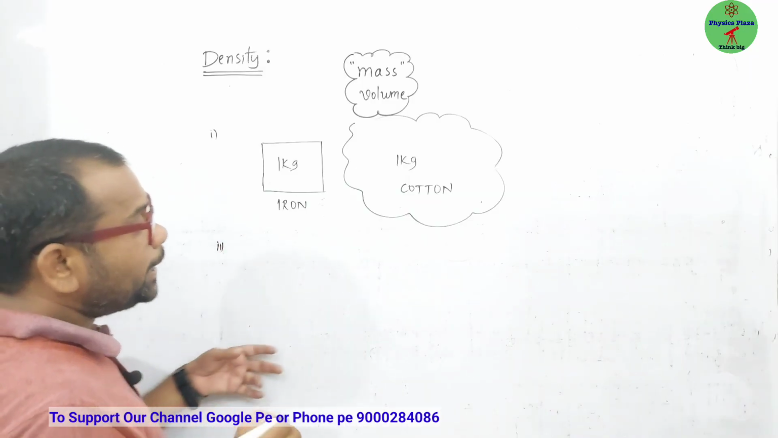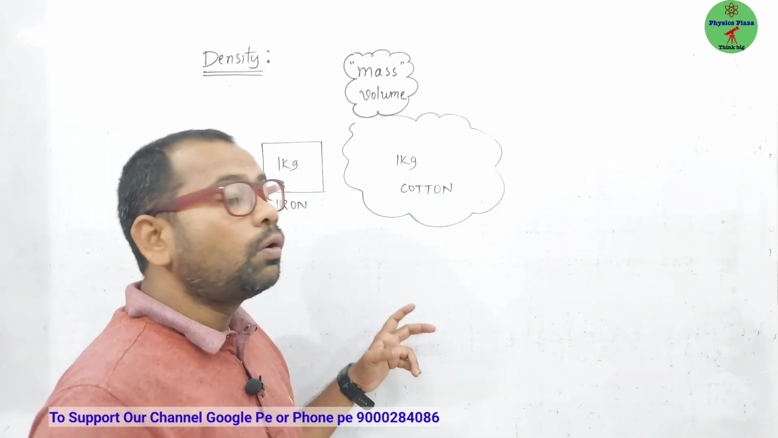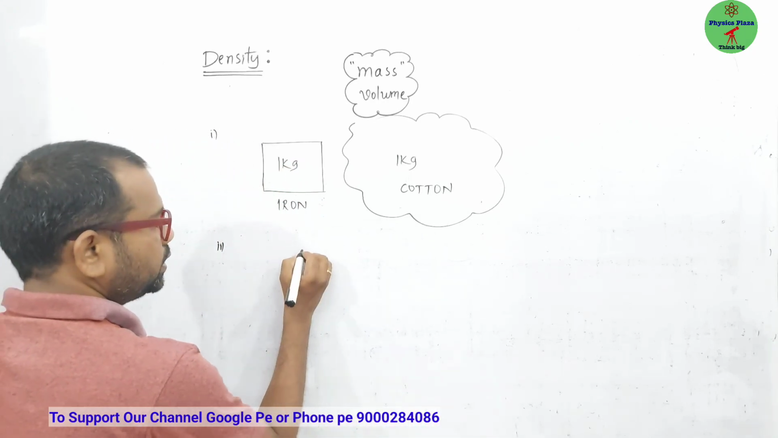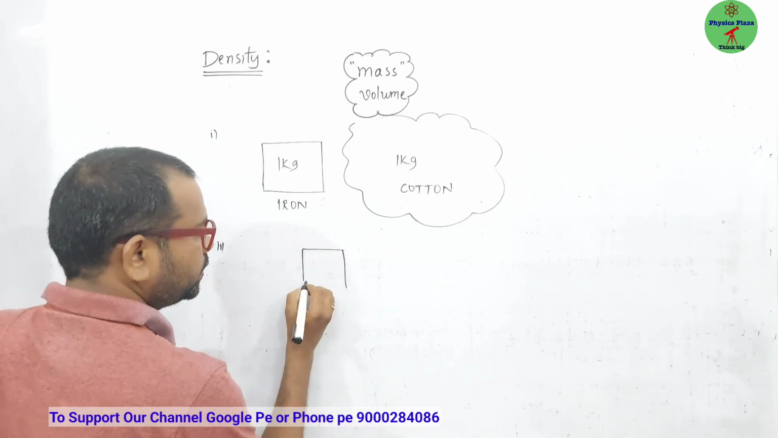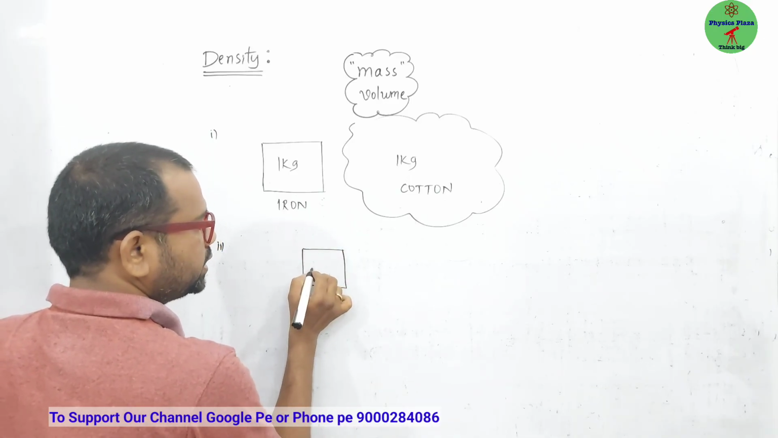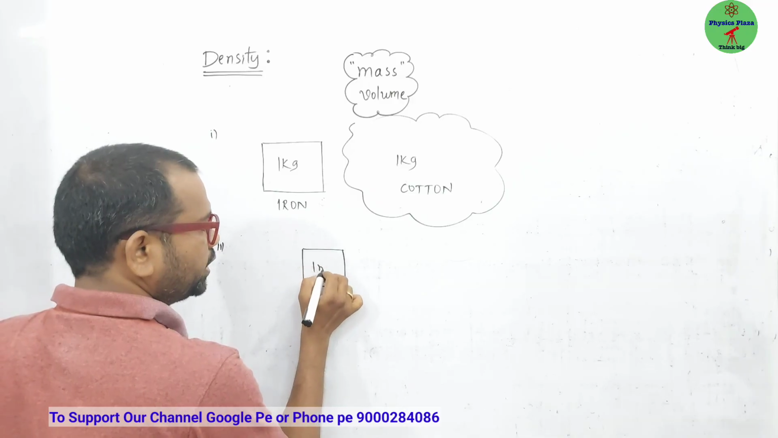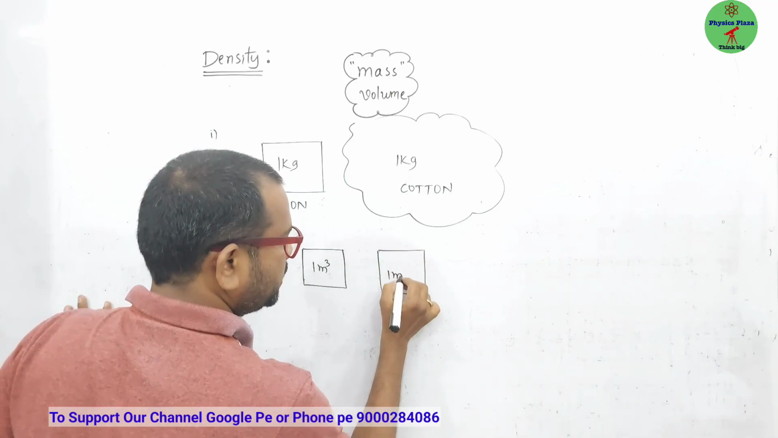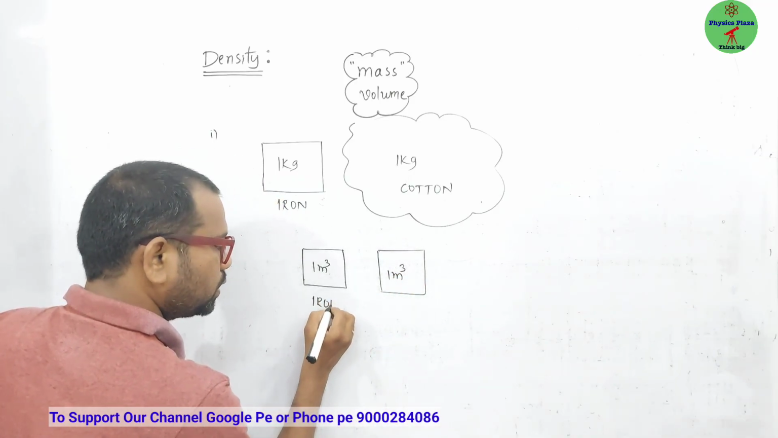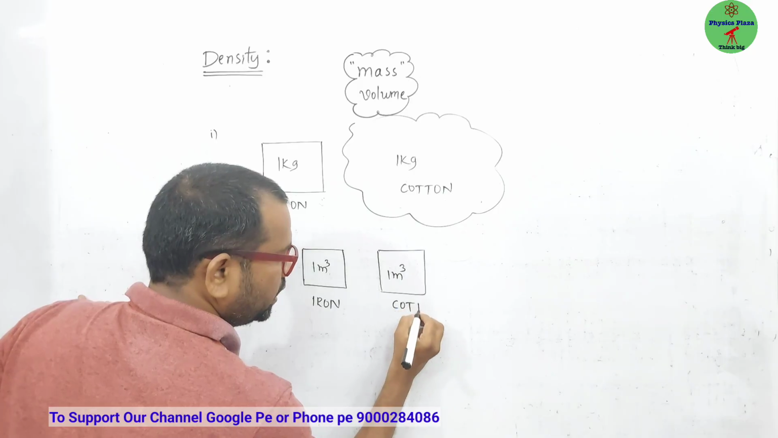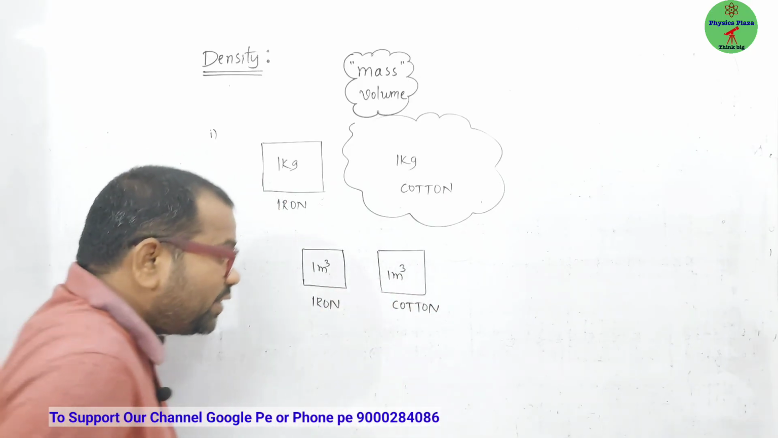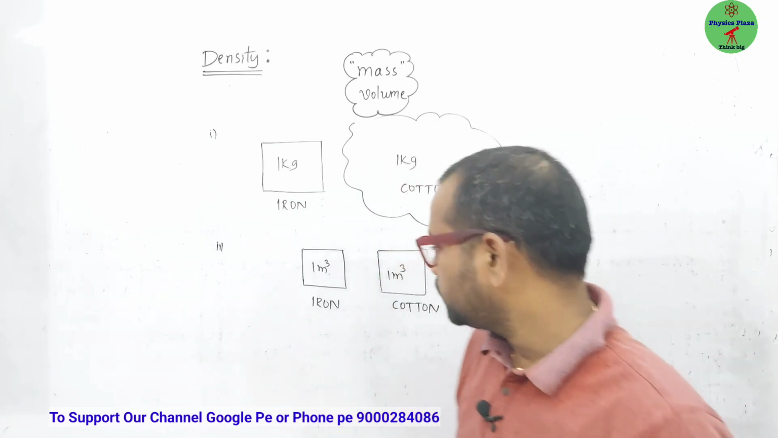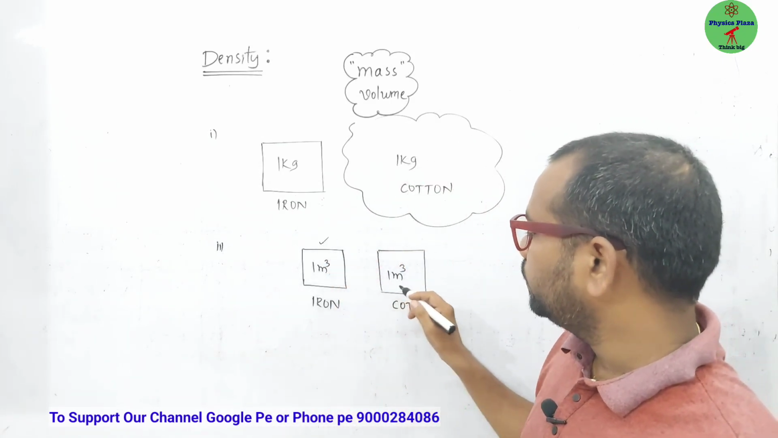Now let us take the same volume of iron and cotton, say 1 meter cube of each. Please try to understand: iron and cotton, same quantity. Now you tell me which one will be heavier. Same volume we have taken. Obviously, iron is heavier than cotton.